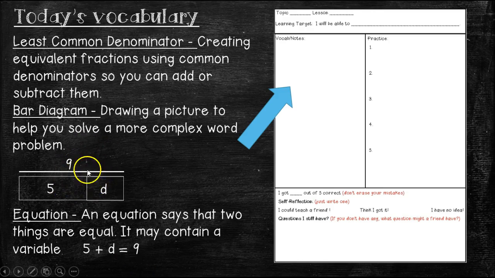And here we have an example of a bar diagram. This shows us 5 plus D equals 9. And then an equation says that two things are equal, and it may contain a variable. So in this instance, the equation for this bar diagram is 5 plus D equals 9, just like I told you before.